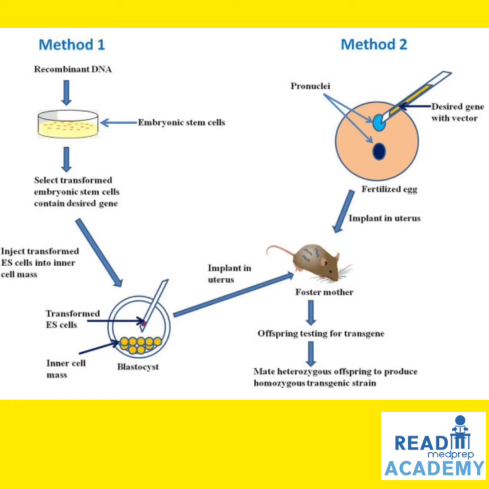In method 2, the desired gene with the vector is introduced directly into the fertilized egg, and this fertilized egg is implanted into the uterus of the foster mother, and the foster mother's offspring produced is tested for transgene, and this mating is done of the heterozygous offspring to produce homozygous transgenic strain.